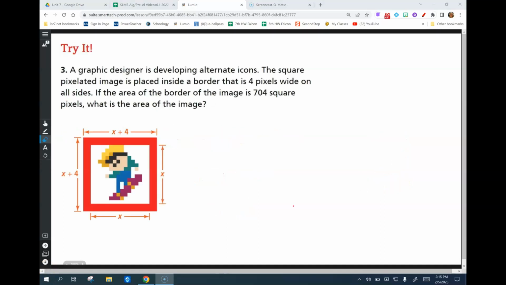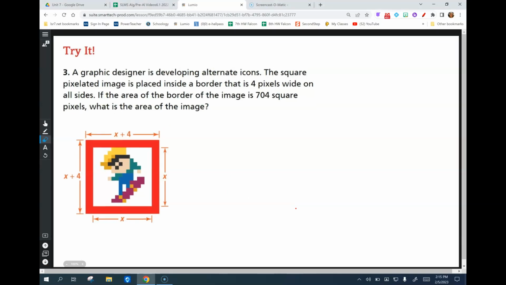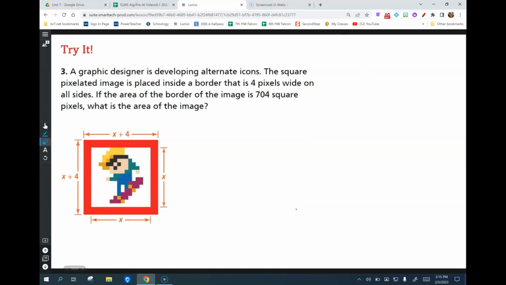Fairly typical type of problem. So again, we're going to talk about the outside, the whole outside, like what you did. If I look at the whole outside of something, then I'm going to look at the inside, and I'm going to find out different things. Okay, so the square pixelated image is placed inside a border that is 4 pixels wide. So what they're saying here is this right here is 4 pixels wide. Okay, so all of this is 4 pixels wide.